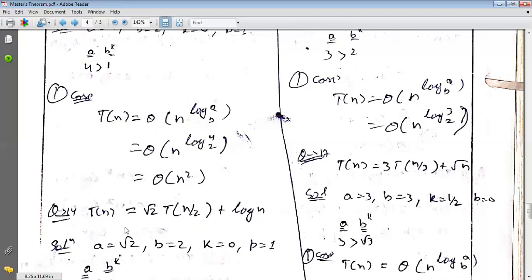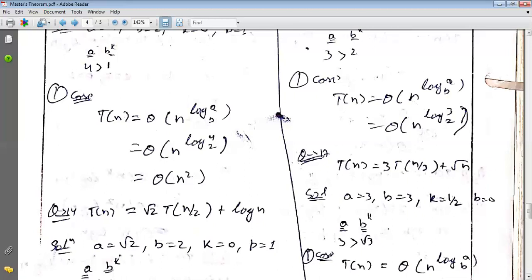In our case, root 2 is 1.4 something, therefore the condition is true here. And b is 2, the condition is true. K equals 0, the condition is true because equal to is also allowed. And p equals 1, here also the condition is true because we required a real number.